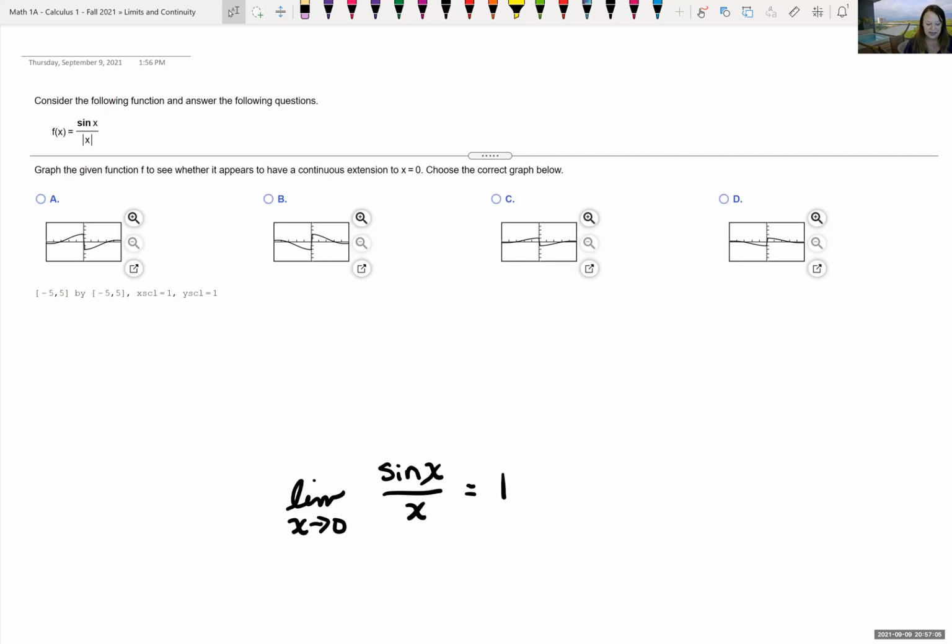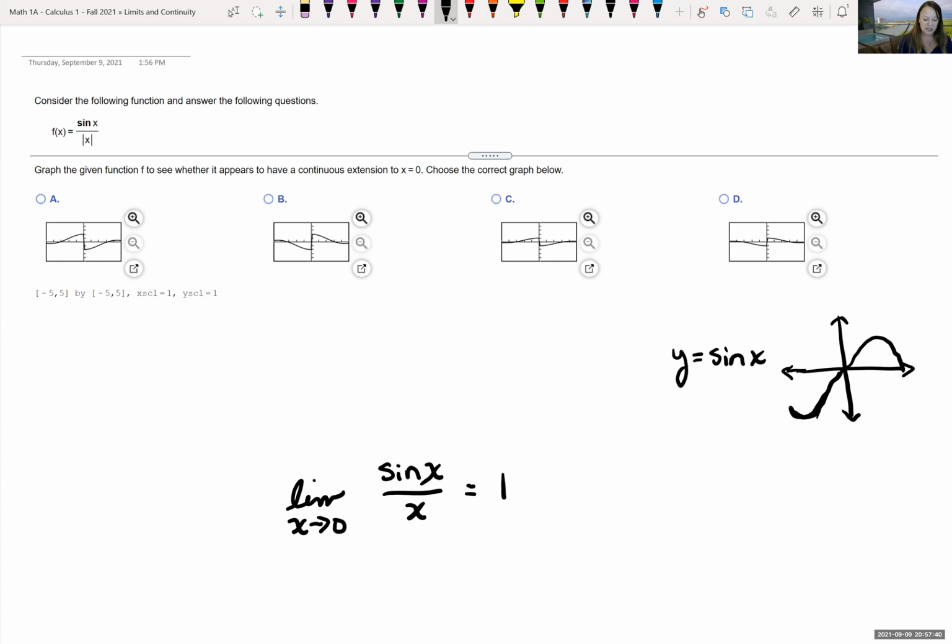Okay, let's look at the graph of sine x for a second. I know the graph of y equals sine x goes through the origin here, like this. The other thing is that we actually have the absolute value of x.